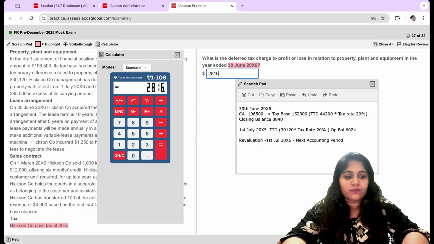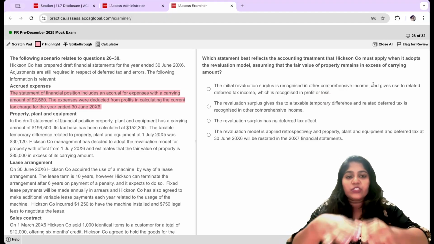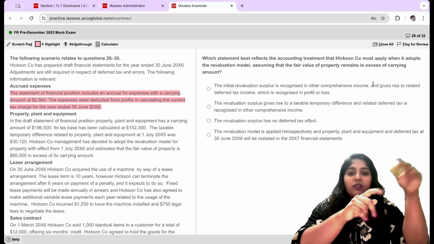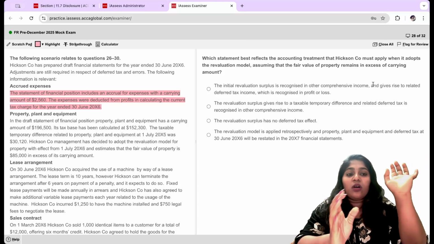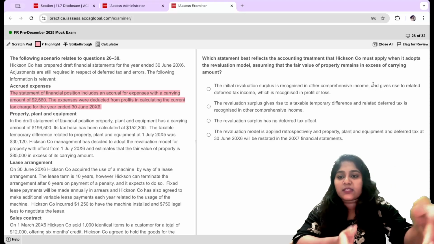2816. Next, we have a theoretical question. Which statement best reflects the accounting treatment that Hicks and Company must apply when it adopts the revaluation model, assuming the fair value of the property remains in excess of carrying amount? That's for the next year ending.